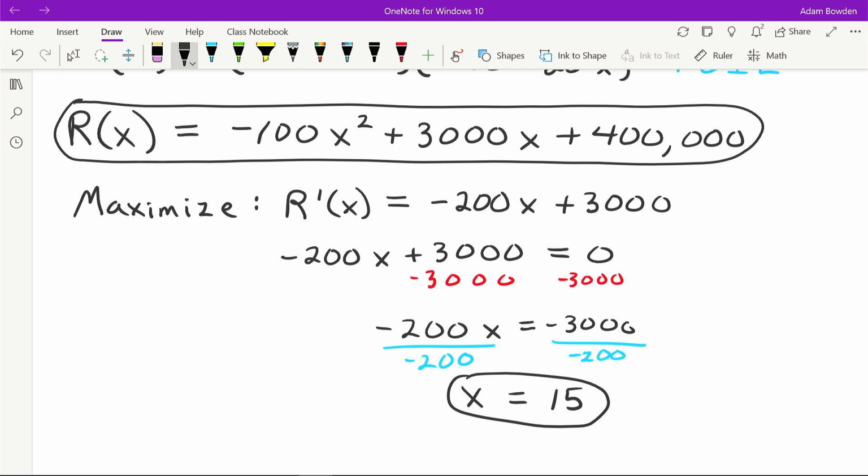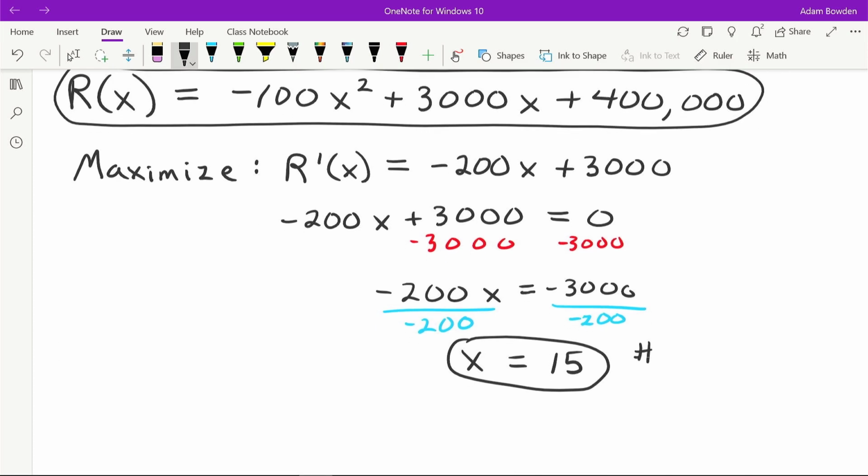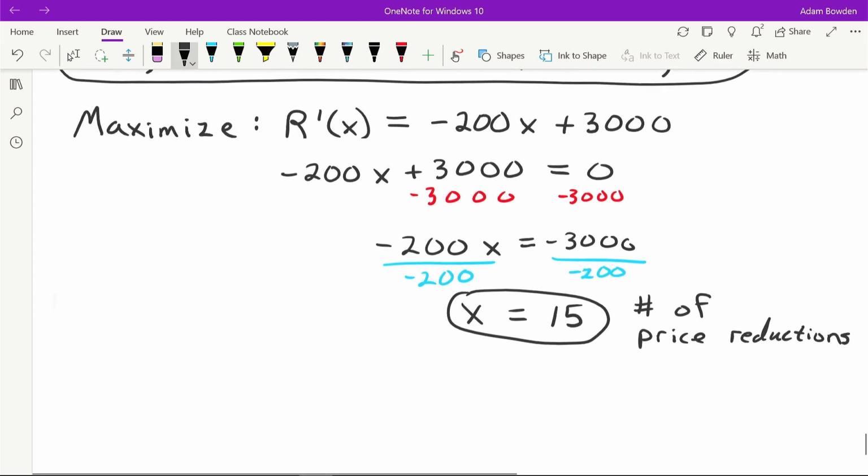So that now helps us know how they need to maximize the revenue. That's again, x is the number of price reductions they need to make by doing the $5 each time they do a price reduction. So 15 $5 price reductions here is kind of the idea in order to maximize their revenue.